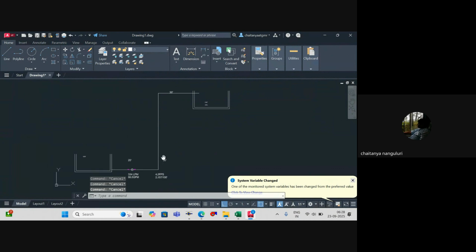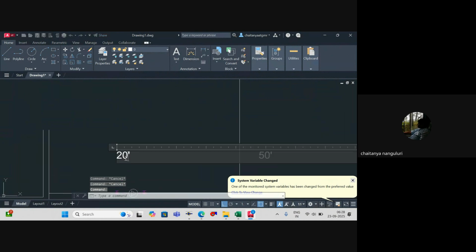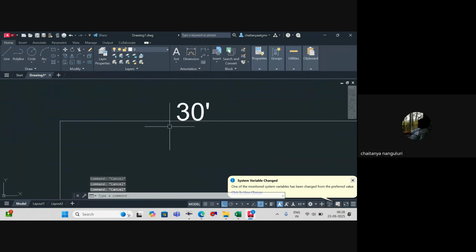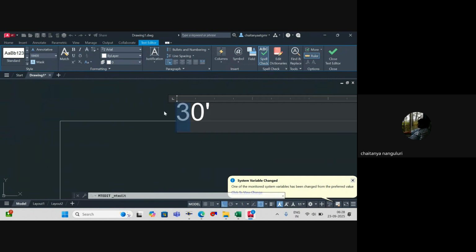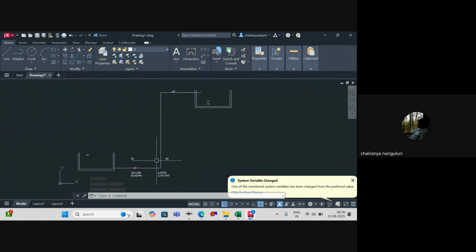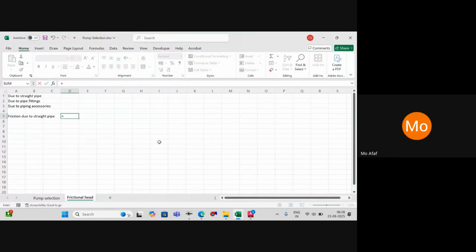To make it slightly different, shall I make this 30 feet again, and this I'll take as 40 feet? Because with 100, it will be cancelled. That's the reason. Of course, you can have that also. But anyway, now what is the total length of the piping? 50 plus 40 plus 30, 120. 120 feet is the length of the pipe.